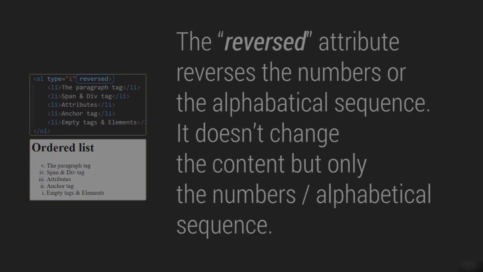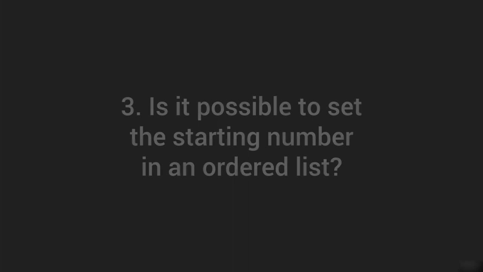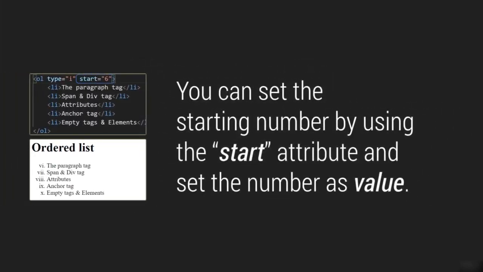And the last question is, is it possible to set the starting number in an ordered list? Well, yes, certainly. Not necessary, by default, it starts with 1 or maybe A. But if you want to start it with, let's say, 5 or maybe 6, like we have seen in this example, you can certainly do that by using the start attribute.